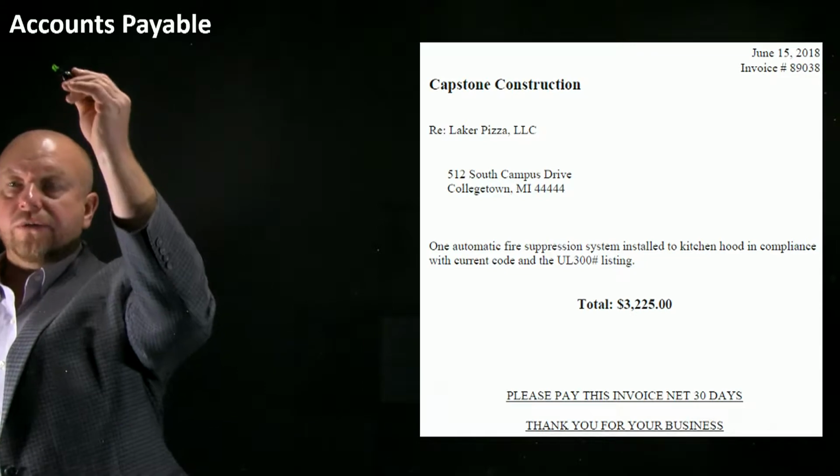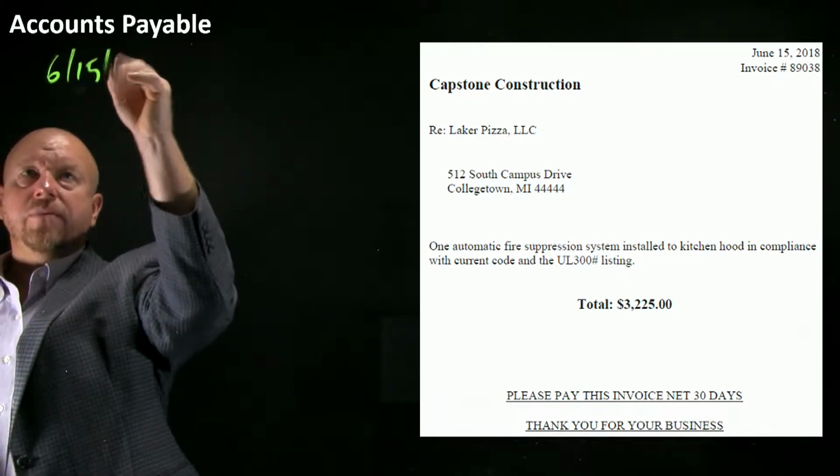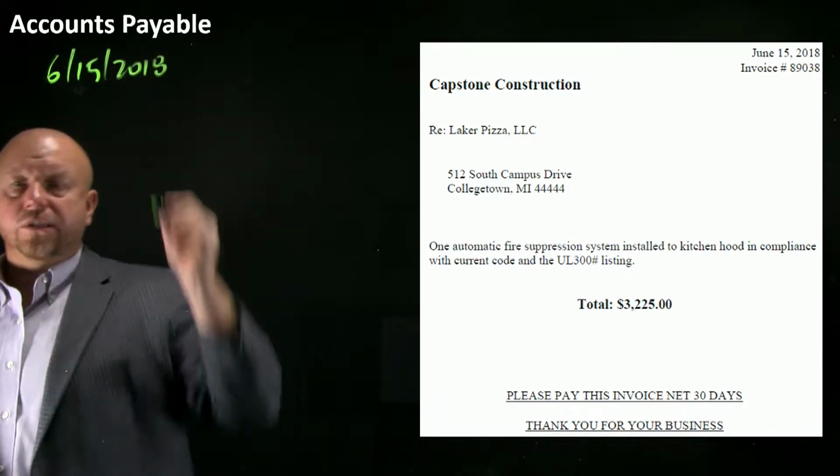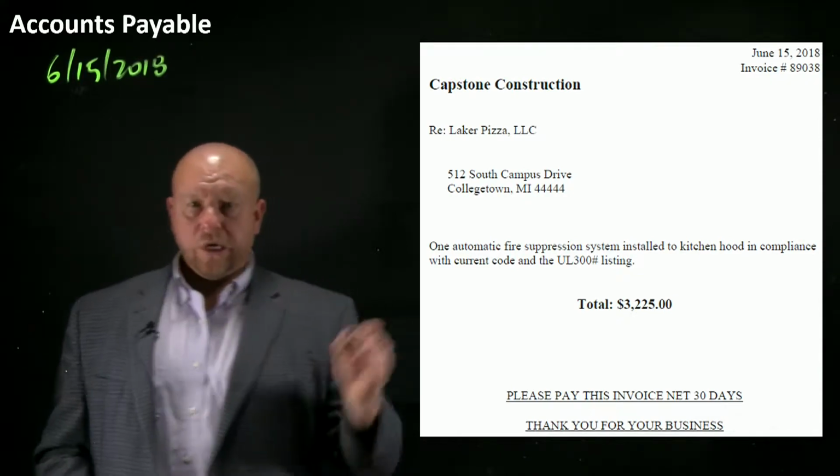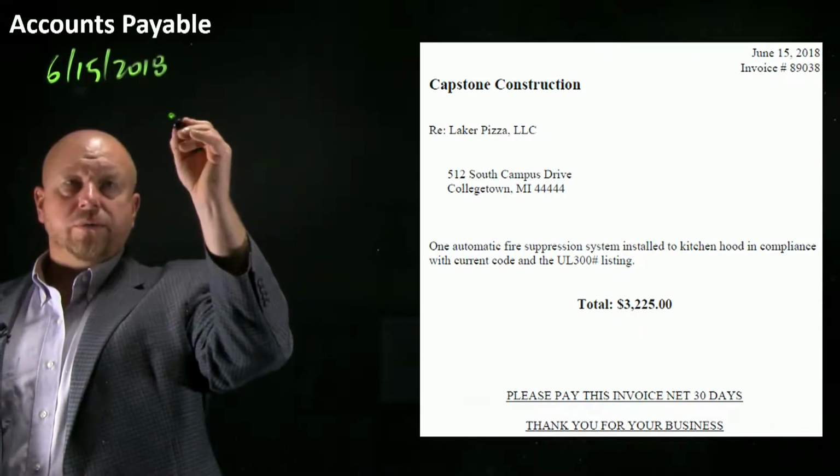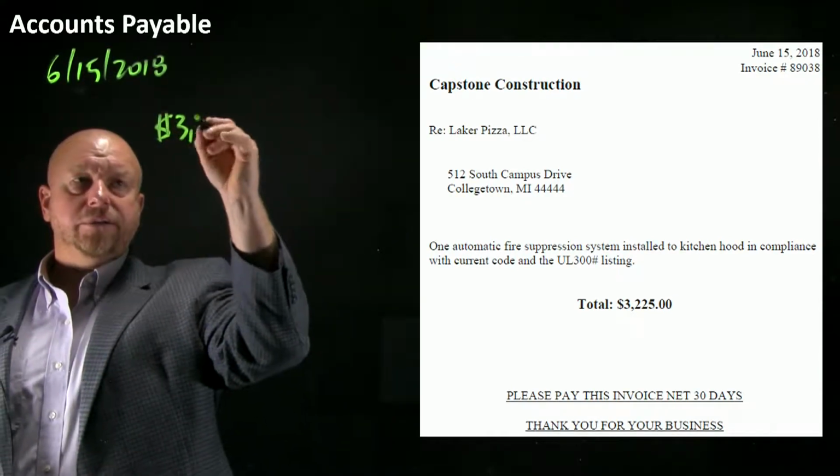So let's just look at the two entries here. On June 15, the kitchen hood is installed. Now, we have a dollar amount of $3,225.